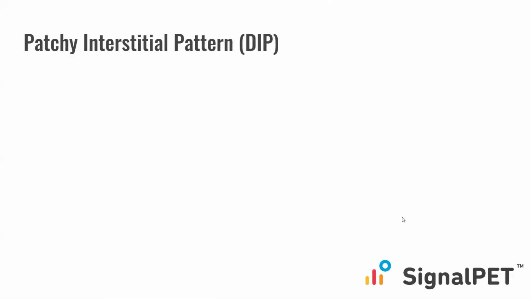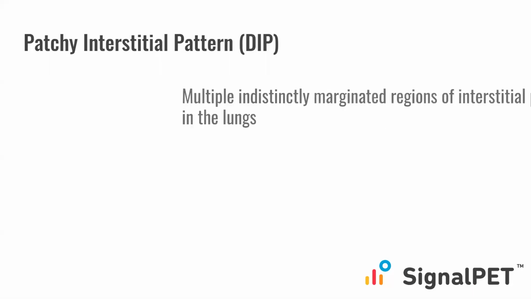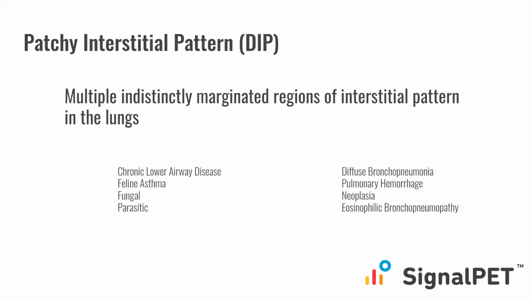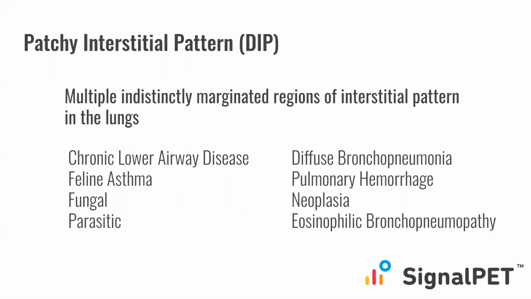Okay. The last pattern I'll discuss is a patchy interstitial pattern. A patchy interstitial pattern is when we have multiple indistinctly marginated foci of interstitial pattern in the lungs. So it's kind of between; it's not an unstructured pattern, but it's not quite a nodular pattern either. Whereas with a nodular pattern, nodules will typically be more well-defined, have distinct round margins, and have more homogeneous regions of opacity within them.